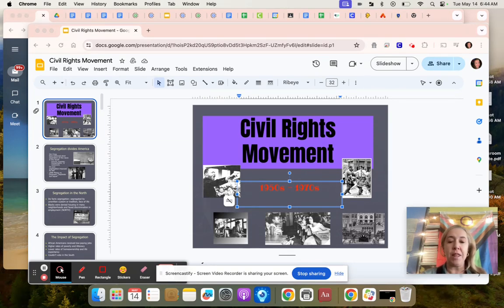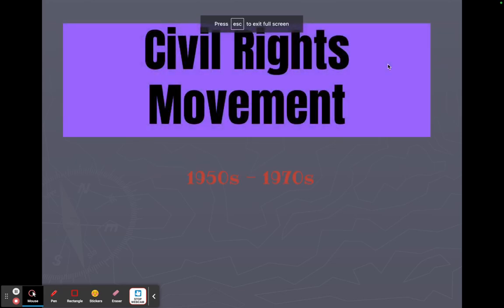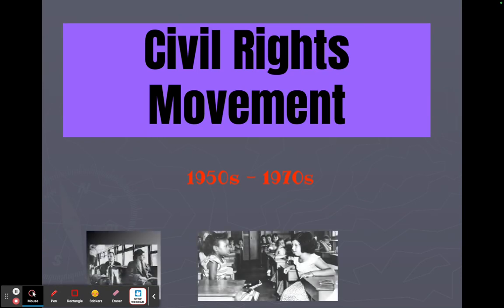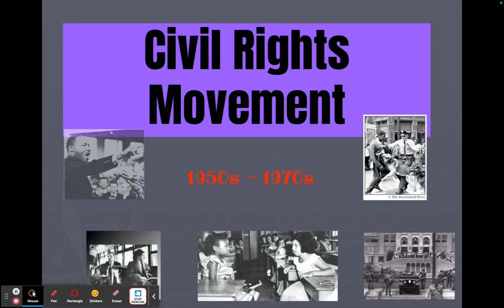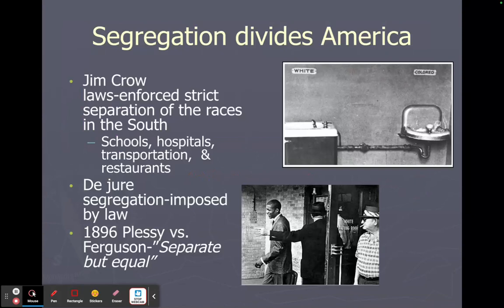Okay, so our big thing today in Unit 13 will be looking at the Civil Rights Movement. Just to go on a little bit of a review here: the modern day civil rights movement happens between the 1950s and 1970s. Some of the images that you see here show major changes in the shift of how African Americans are treated in the United States.